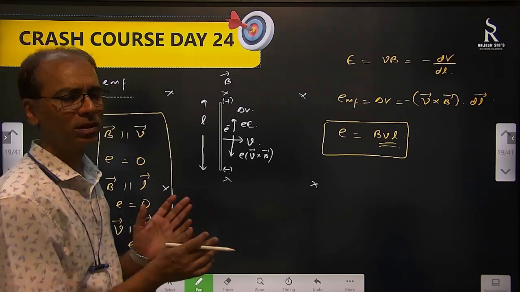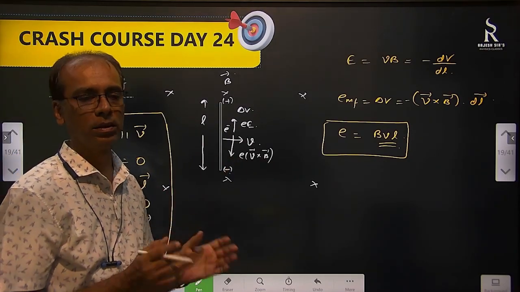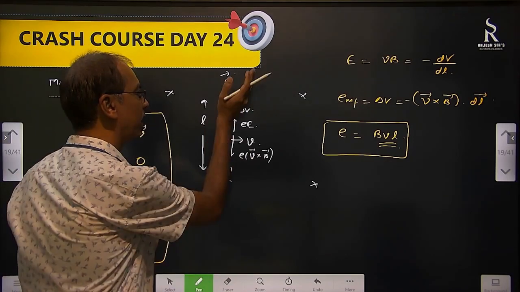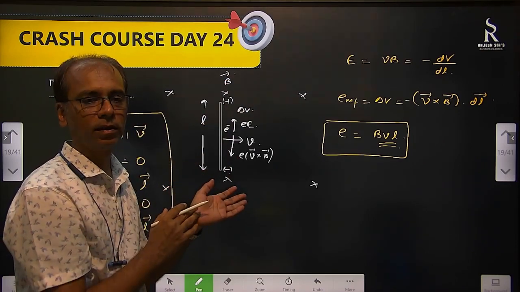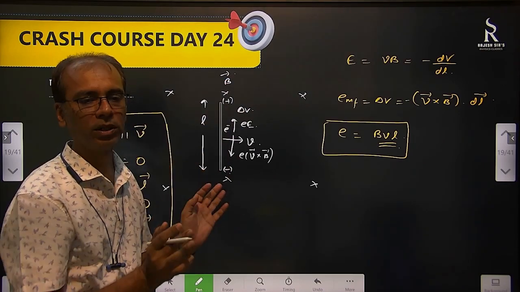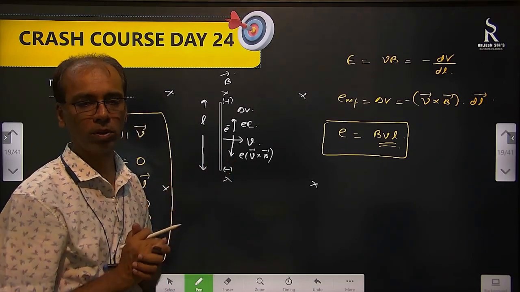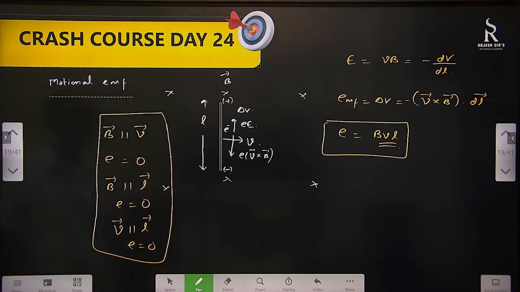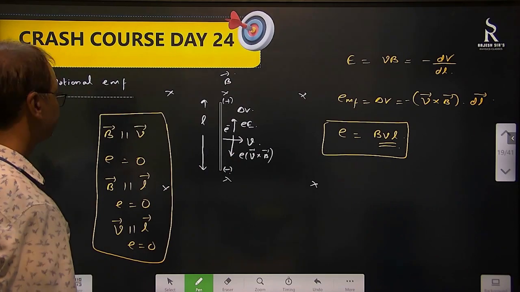If there is some angle given, then take the perpendicular and write. Suppose that V is given, it's inclined like this. So we'll take its V cos theta, V sin theta. And V sin theta is not producing any EMF. V cos theta will produce. Like that we have to take components. So this is motional EMF due to straight line motion of the conductor.